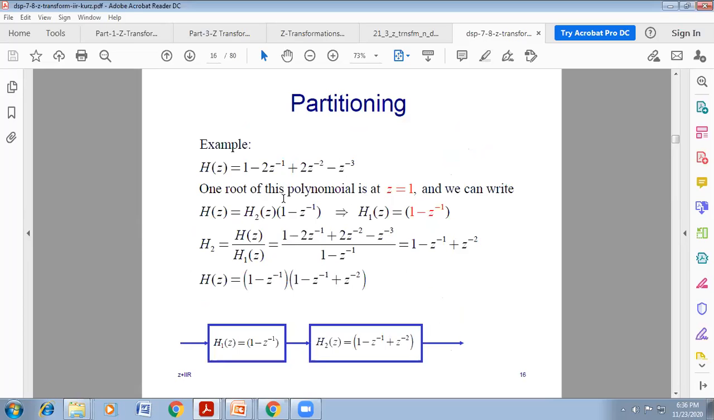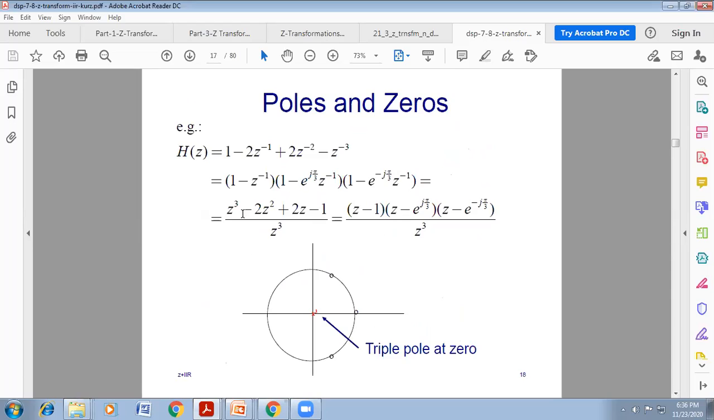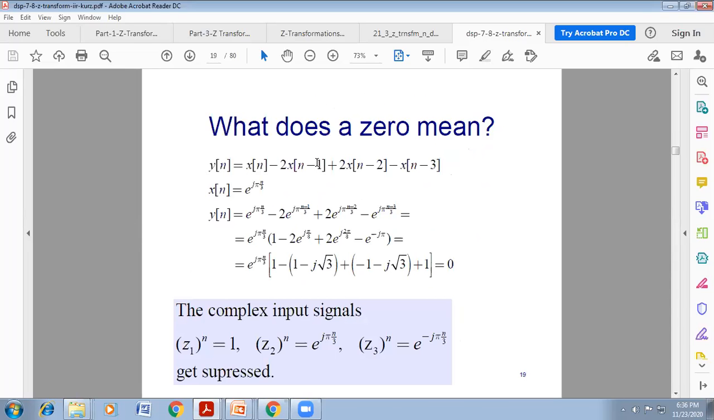Partitioning, we have also solved this problem using these partitioning properties. Poles and zeros we have found by using the Z transform of a complex number sequence. What does actually mean by zero? The complex input signals for z1, z2, z3, etc. we get 1 and e to the power this and e to the power minus z pi this. Actually this is the exponential function depending on period pi.